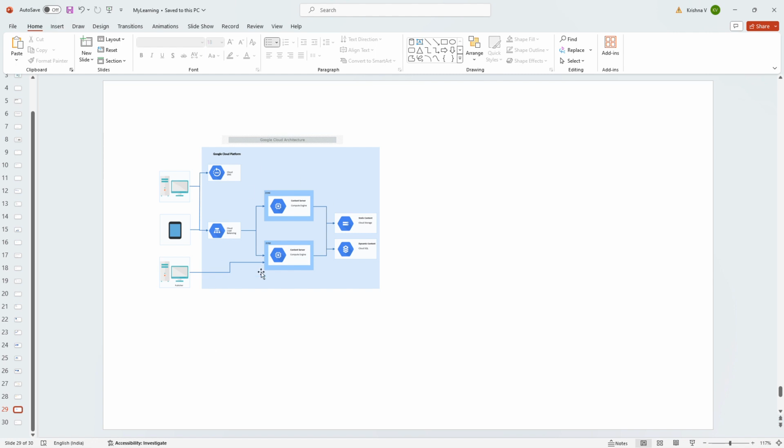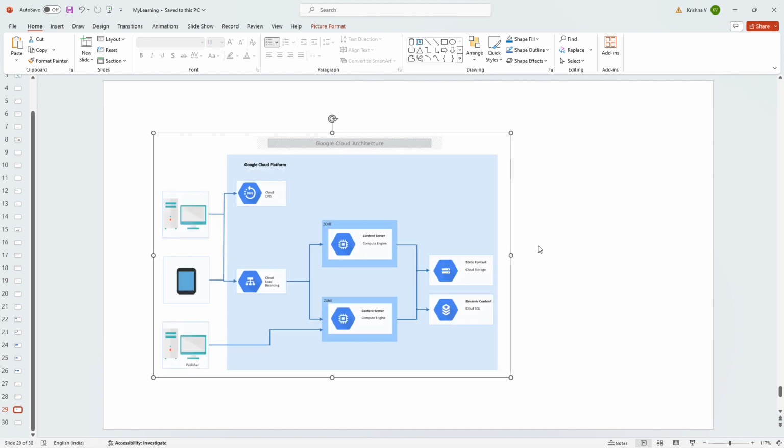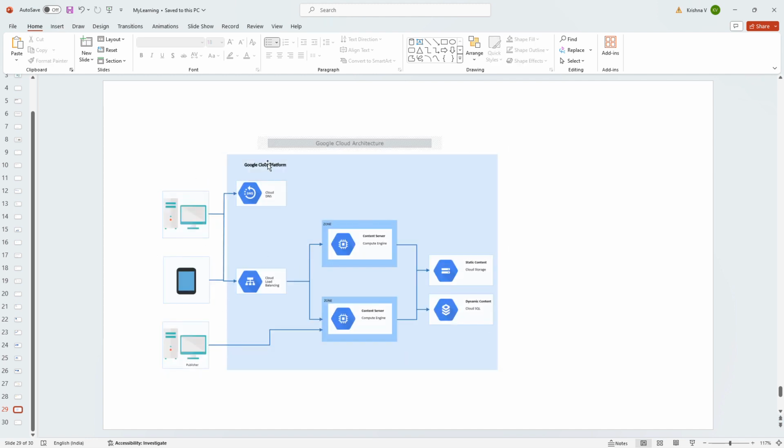I don't think it is visible, but let me drag it down. So we have Google Cloud. This is the Google Cloud architecture. We have our end user and load balancing. We have dynamic content, static content, and all that. We just need to architect well by using those five pillars, what I have just now talked about.